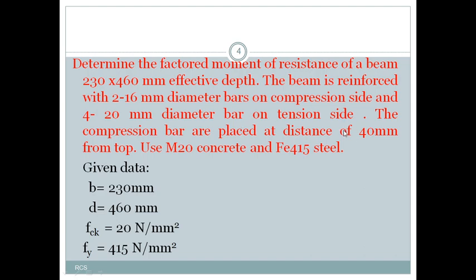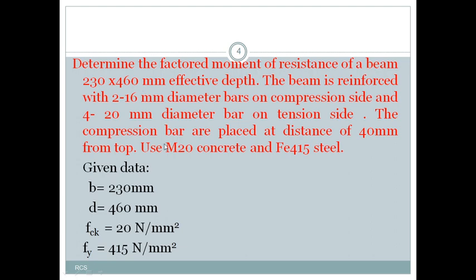This is the effective cover in the compression zone, that is d dash. Using M20 grade concrete and Fe 415 steel, we have to calculate the factored moment of resistance of this doubly reinforced beam.